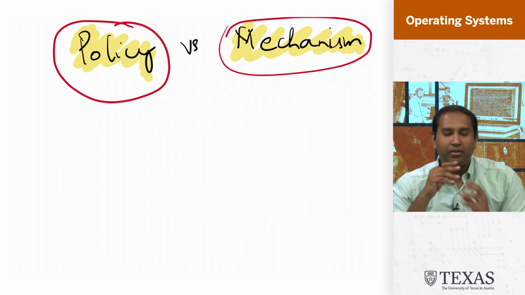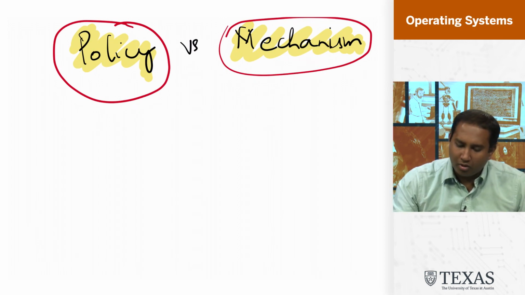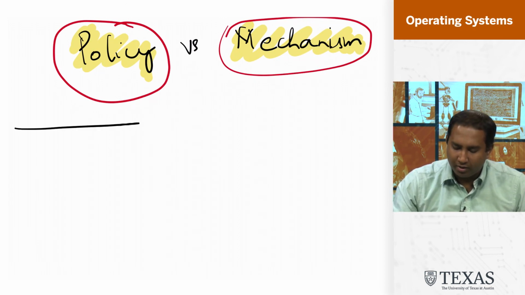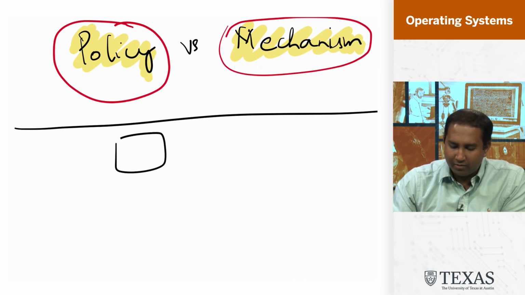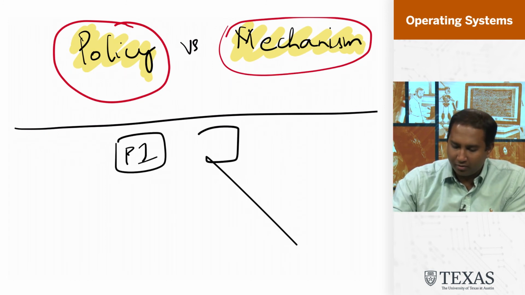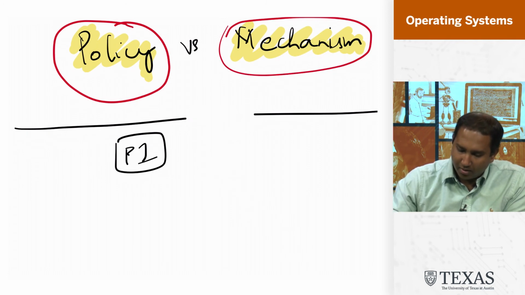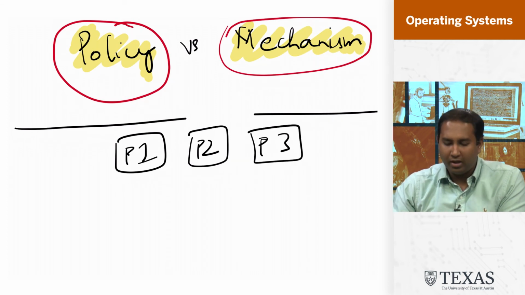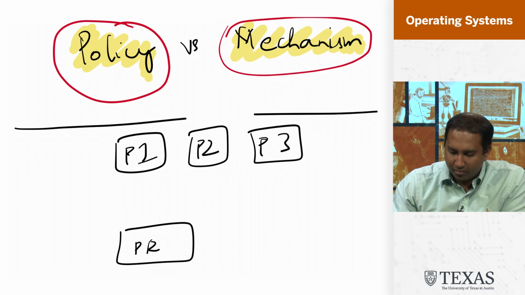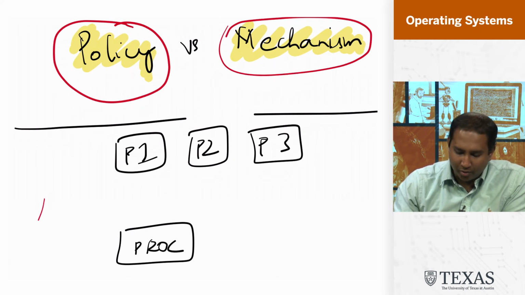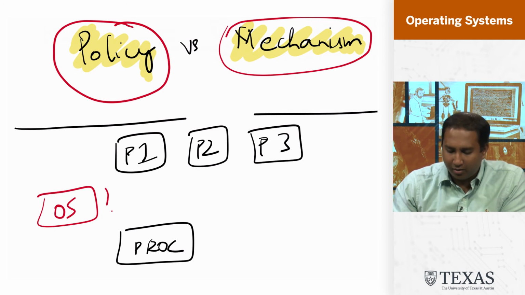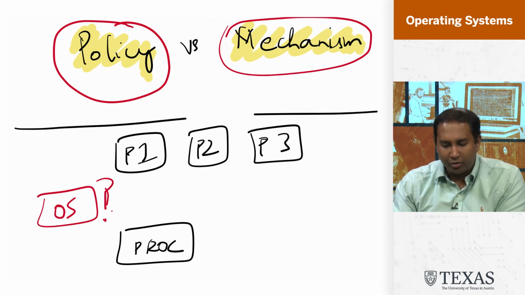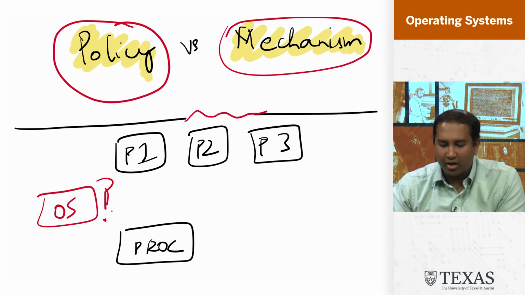To make that more concrete, the problem with scheduling policy that we're looking at is this. Let's say we have processes P1, P2, and P3 which want to execute. You have one processor, and then you yourself, or the OS, has to decide whether P1 should run, or P2, or P3. This is called scheduling policy. How do you decide between different processes that need to run, right?